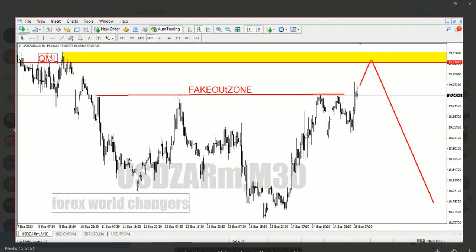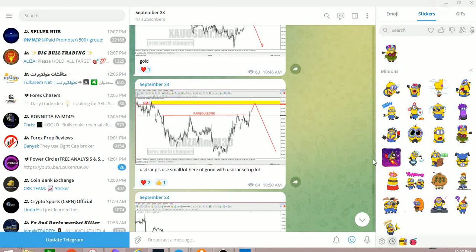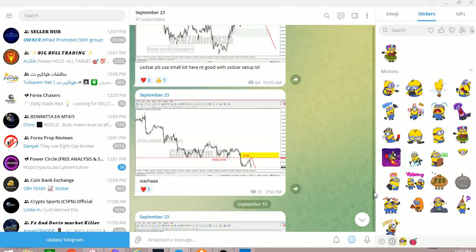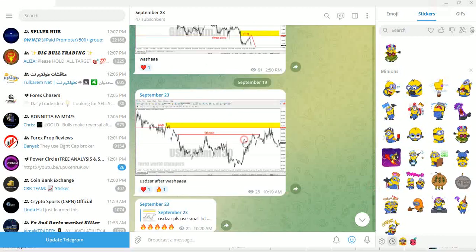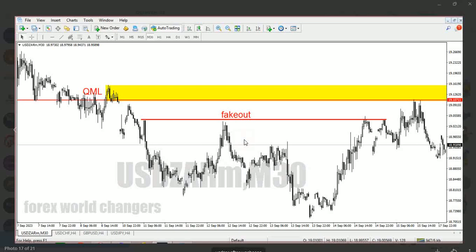And then let's look at what happened after. You see, we got the setup exactly how I explained it. It triggered, it went up, and it took all the stop loss on the fake out zone where I explained exactly where they're going to take the stop loss. They took all the stop loss at this point, and then you see they dropped. They dropped exactly on the QML level. Like I explained, guys, this is not a coincidence and this is not luck.